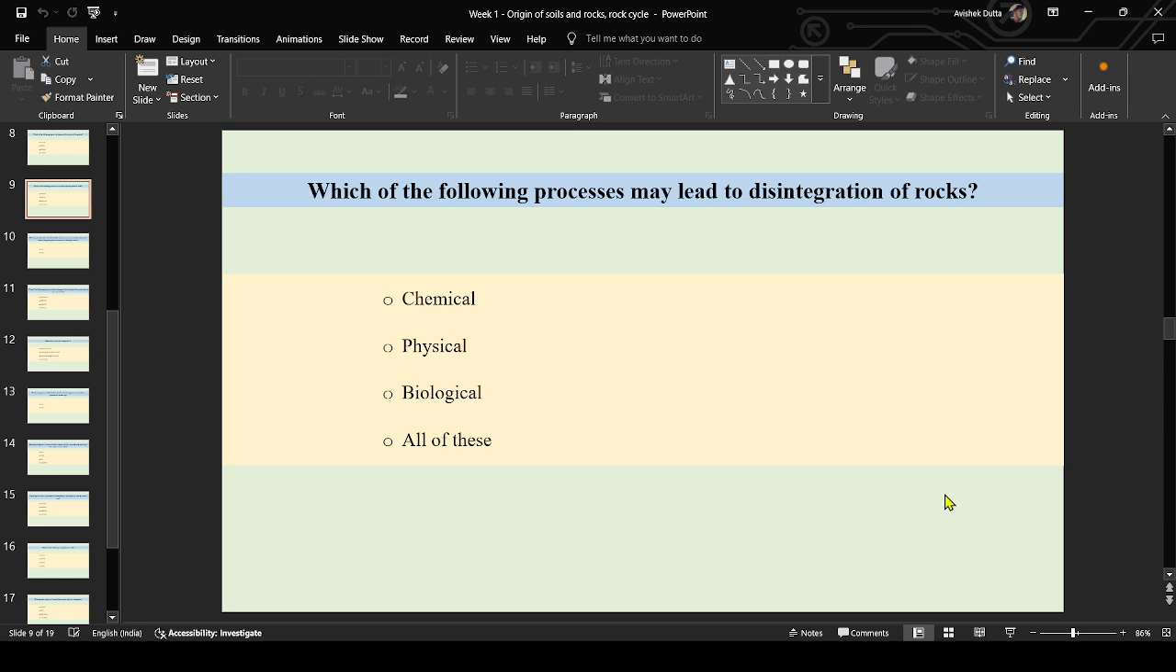So, which of the following processes may lead to disintegration of rocks? Your options are chemical, physical, biological, or all of these.